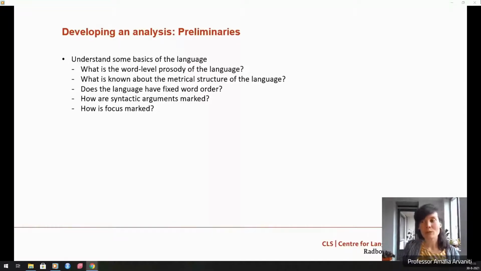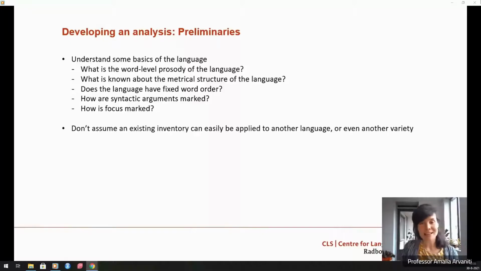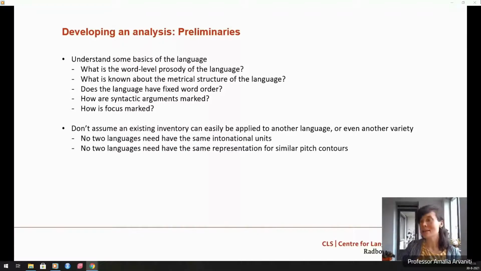As the examples I've already shown demonstrate, the intonational inventory of one language cannot easily be applied to another language, and possibly not even another variety of the same language. That's to say, no two languages necessarily have the same intonational units. For example, as Amalia mentioned, the intermediate phrase is not used in all AM analyses, and no two languages need have the same representations of similar pitch contours, as I demonstrated just before. The representations or the labels should make sense within the phonological system for the language under investigation.